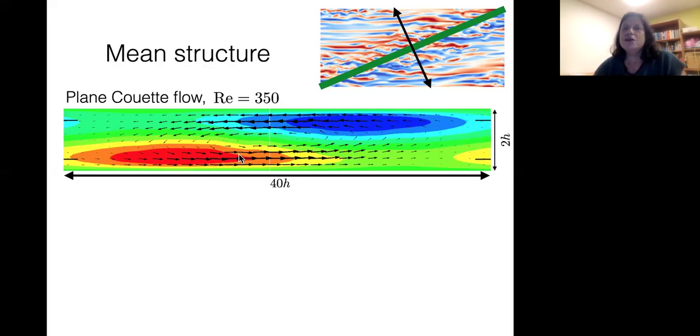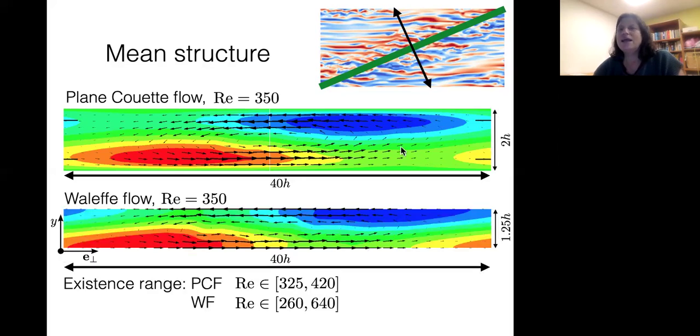Here we have, you've seen this before, plane Couette flow, the flow along the bands. Here I'm going to draw that limit, that size here, and I'm going to cut here. And what do I get? I get Laurette flow. So it's really as if I have cut off the boundary layers.